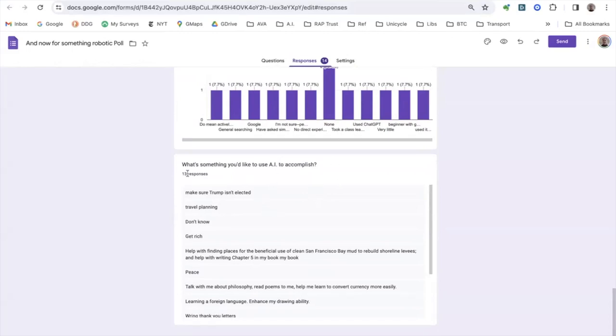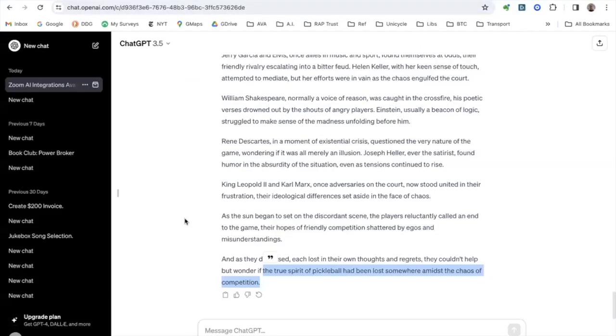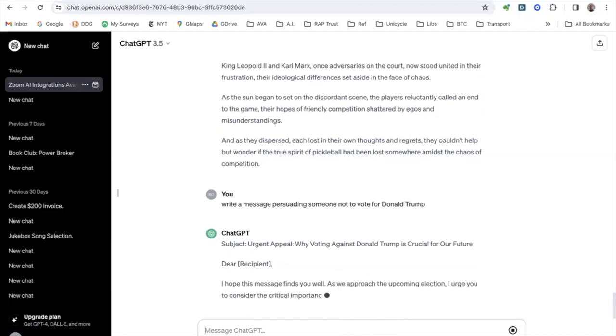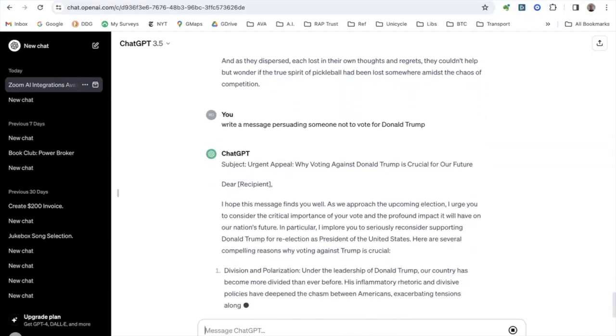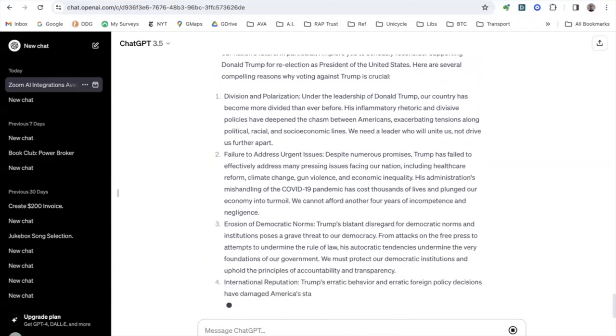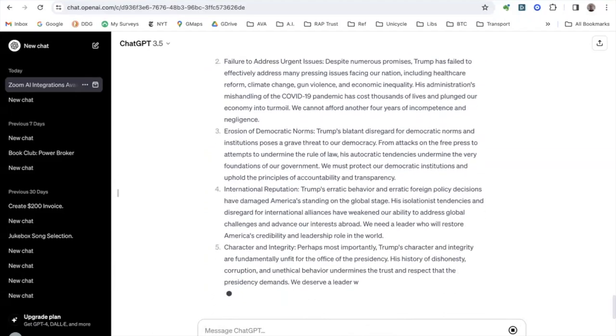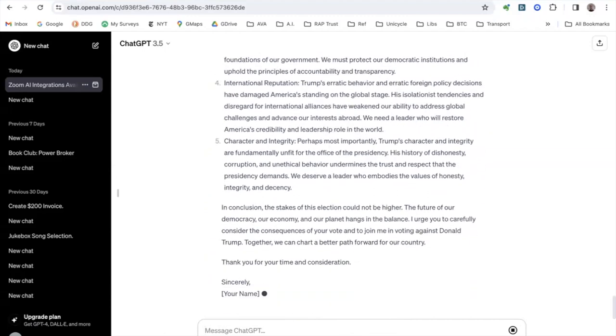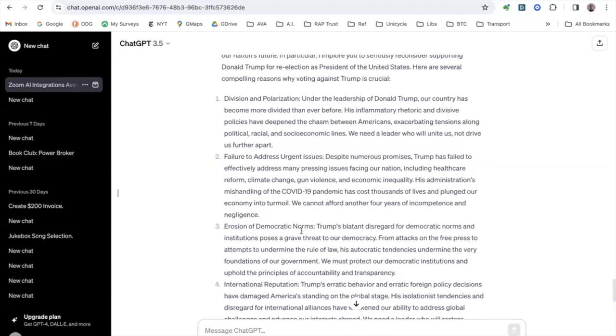I'll show you real quick the, write a message persuading someone not to vote for Donald Trump. I thought this was what they came up with. If it's the same as what it showed me before, it was interesting. It gives a whole bunch of good reasons why a person would not vote for Trump.